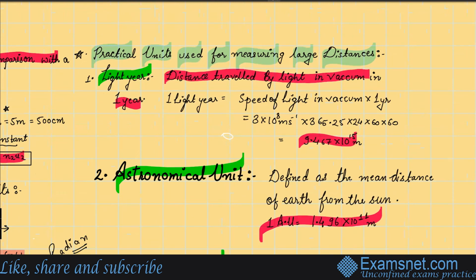Okay. People often confuse that since light year has year in it, the unit would be in terms of years. No, the unit comes as meter. It is the particular distance traveled when light goes in vacuum in 1 year. So 1 light year, how can you calculate? You can easily calculate the speed of light multiplied by 1 year. The speed of light is 3 into 10 to the power 8 multiplied by 365.25.